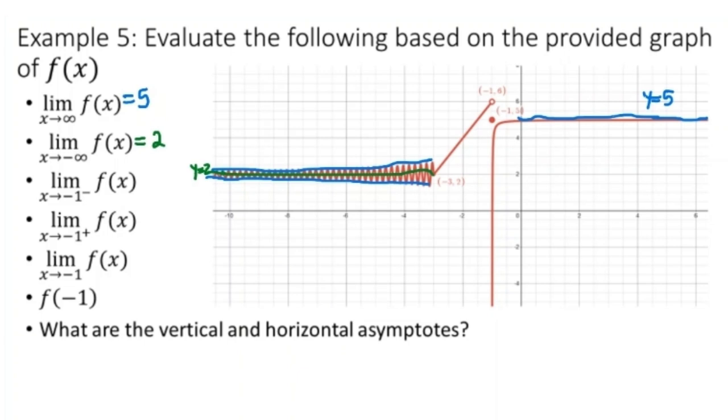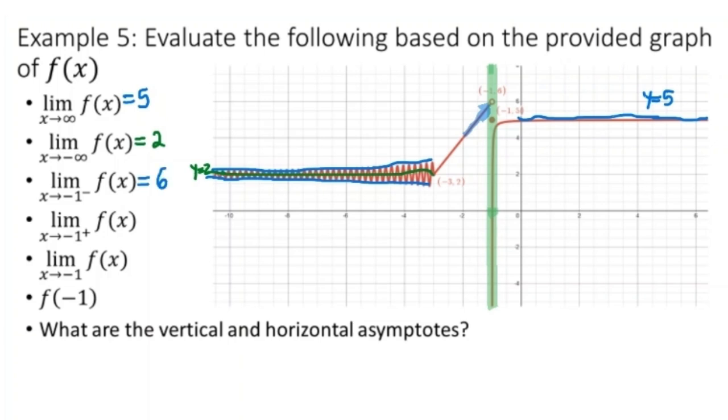Now we'll evaluate the limit as x approaches -1 from the left. So we'll start by drawing the vertical line x equals -1, which we see here in green. Now as x approaches -1 from the left, notice that our function is getting closer to the point -1, 6. So our limit as x approaches -1 from the left will be 6.